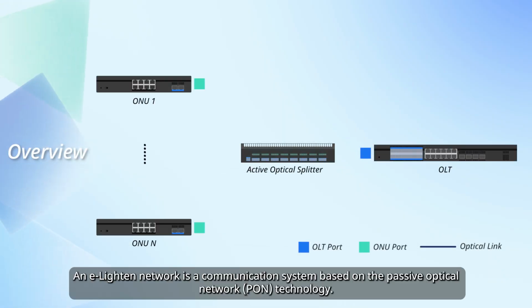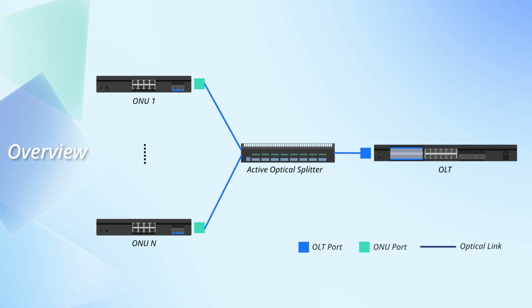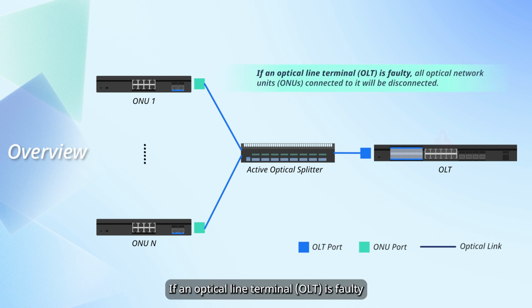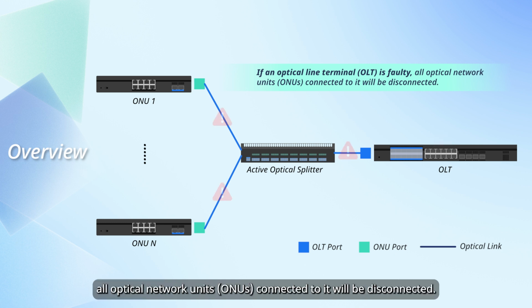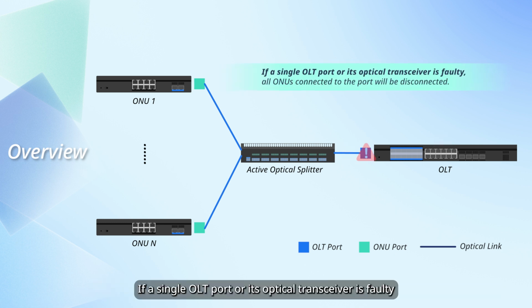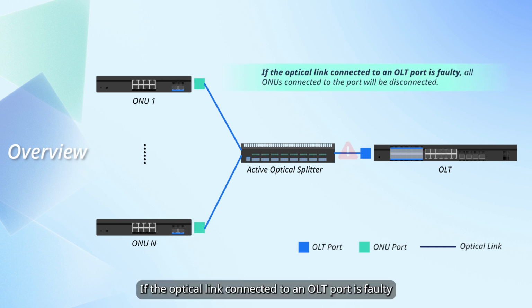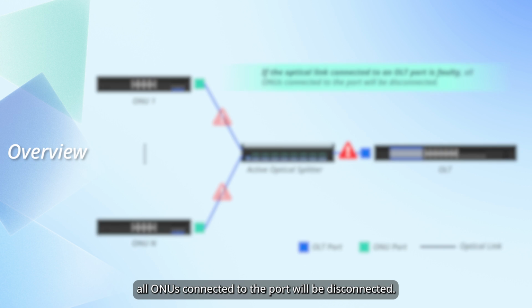An e-Lighten network is a communication system based on the passive optical network technology. The network uses a point-to-multipoint topology, which contains multiple single points of failure. If an optical line terminal is faulty, all optical network units connected to it will be disconnected. If a single OLT port or its optical transceiver is faulty, all ONUs connected to the port will be disconnected. If the optical link connected to an OLT port is faulty, all ONUs connected to the port will be disconnected.